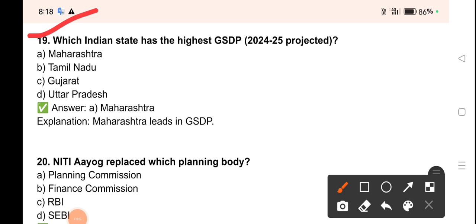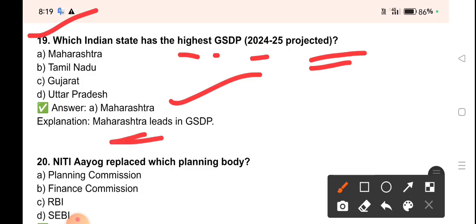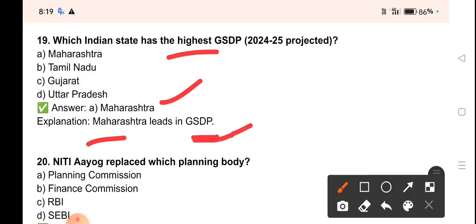Which Indian state has the highest GSDP, 2024-25 projected? Maharashtra. Maharashtra has the highest GSDP. Maharashtra leads in GSDP, Gross State Domestic Product.